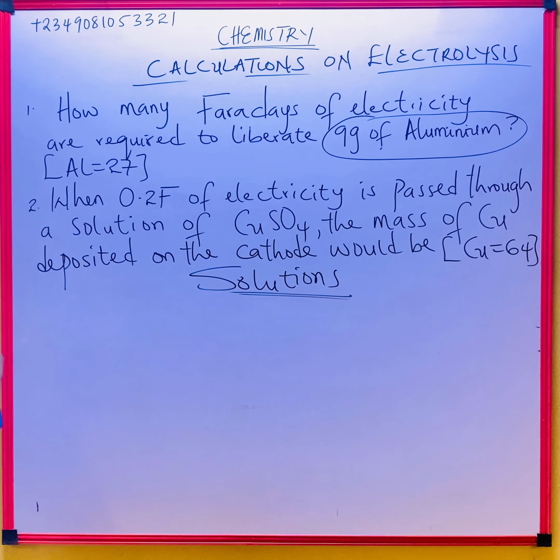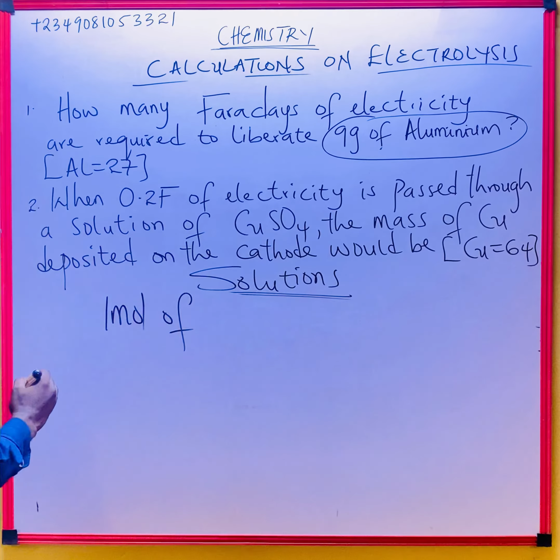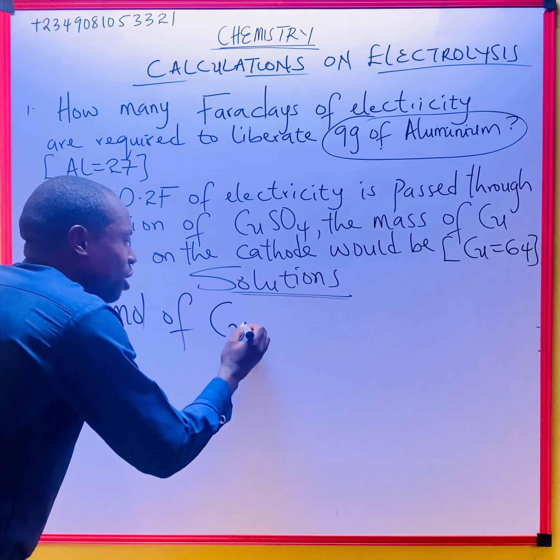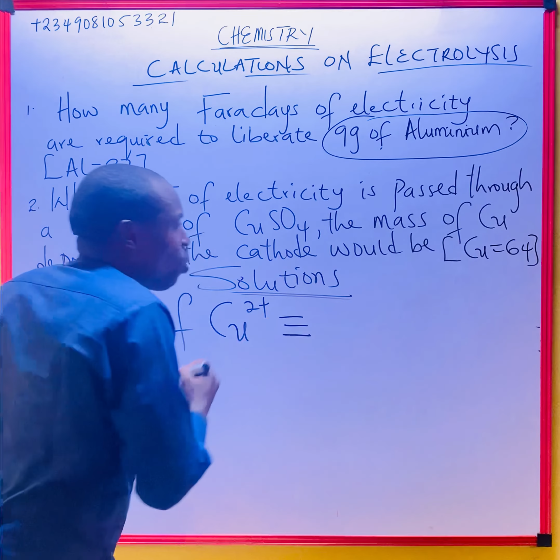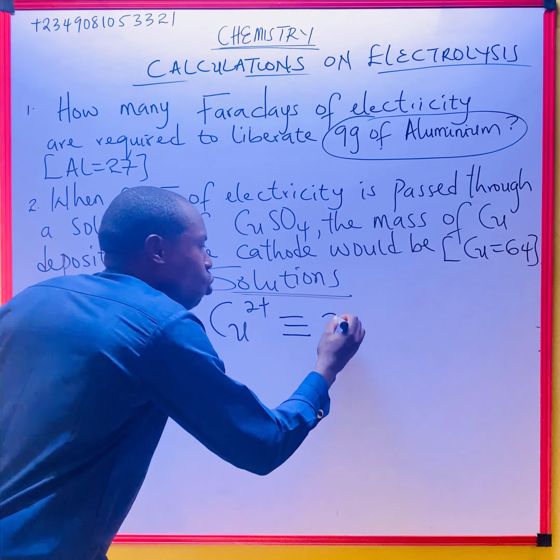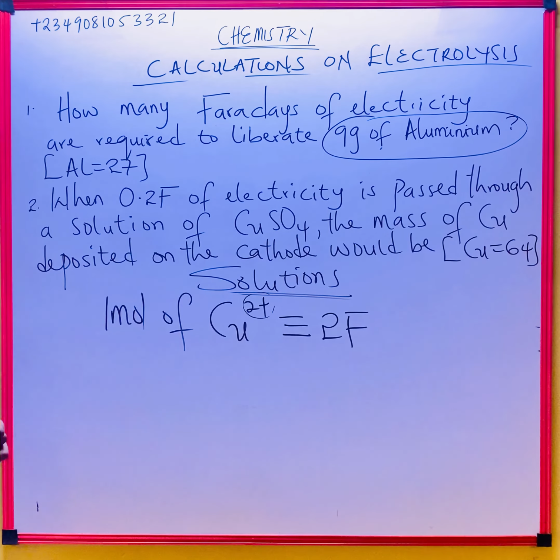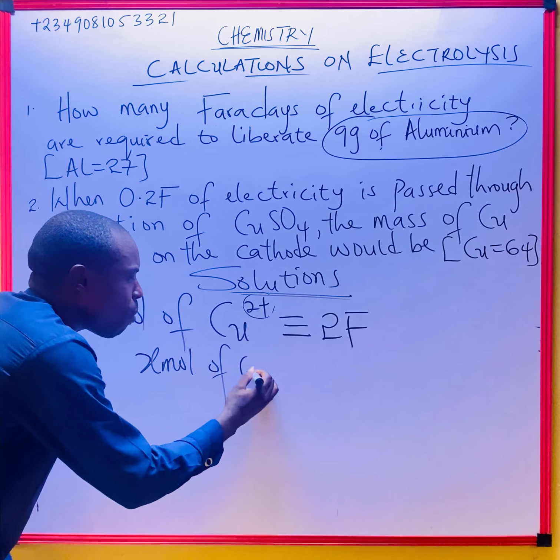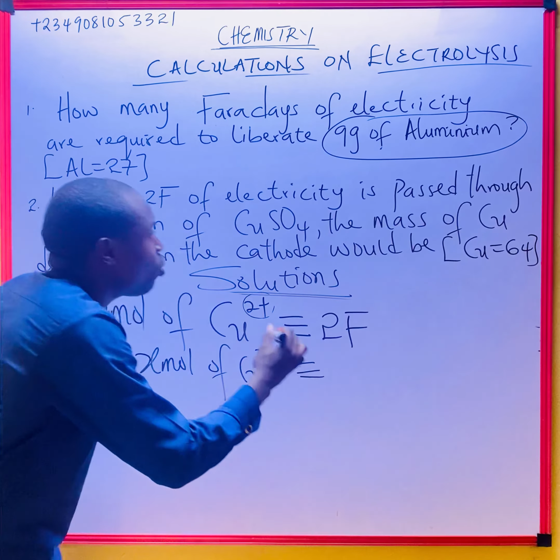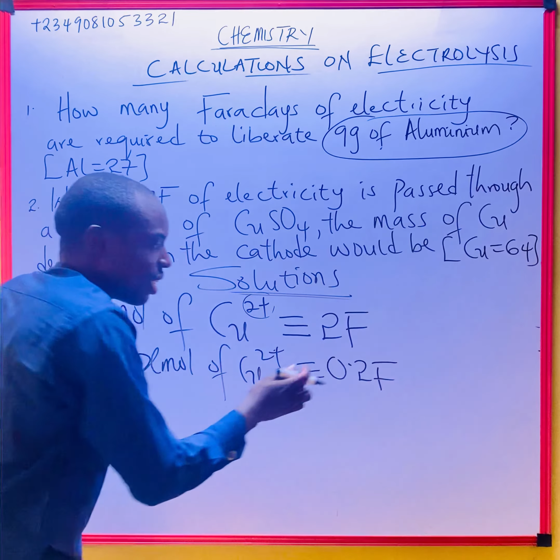How do we do it? Simple. 1 mole of copper 2 ion is equivalent to 2 farad. How did I get this 2 farad? From the charge here. Now, I first of all have to look for the mole. For the copper 2 ion, they've already told you it was 0.2 farad. Is that clear?